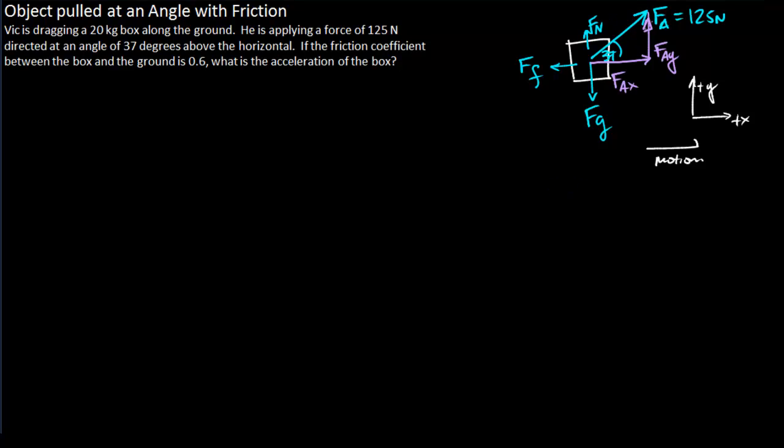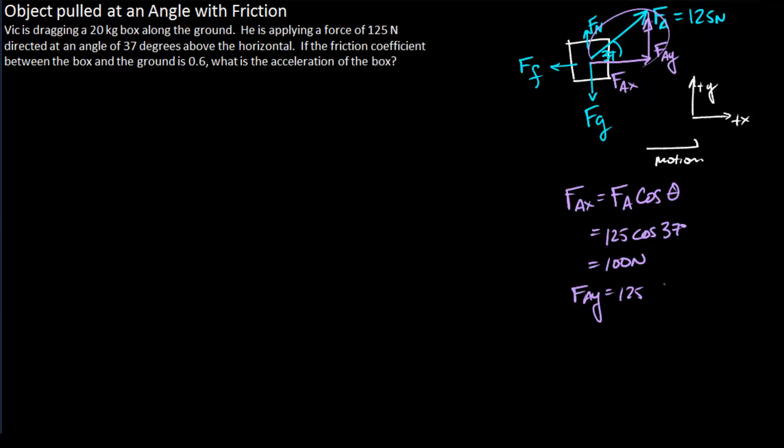These three vectors here make a nice right triangle, where the applied force is the hypotenuse, FAX and FAY are the sides. So I can say that FAX is next to the angle I have here. It's going to be the applied force times the cosine of my angle, which is 125 cosine of 37 degrees, which happens to be equal to 100 newtons. In the y direction, the y side is opposite the angle, so this will be 125 times the sine of 37 degrees, which is 75 newtons.